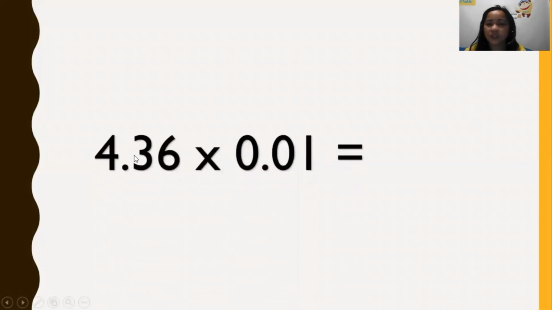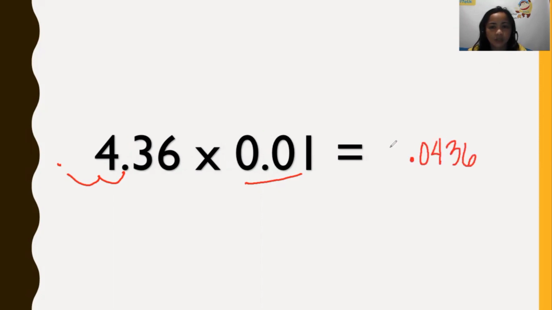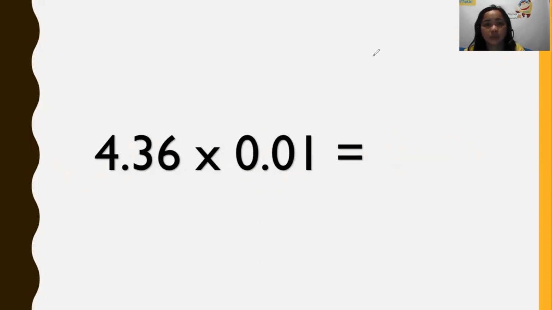Next example. We have 4 and 36 hundredths times 100ths. So, here, 100 ang ipang-multiply natin, 2 places to the left. From here, 1, 2. Pupunta na doon. May isang bakante dito. So, we have 0.0436. Maglagay ka dito ng isa, 0. The answer is 436 10,000ths.